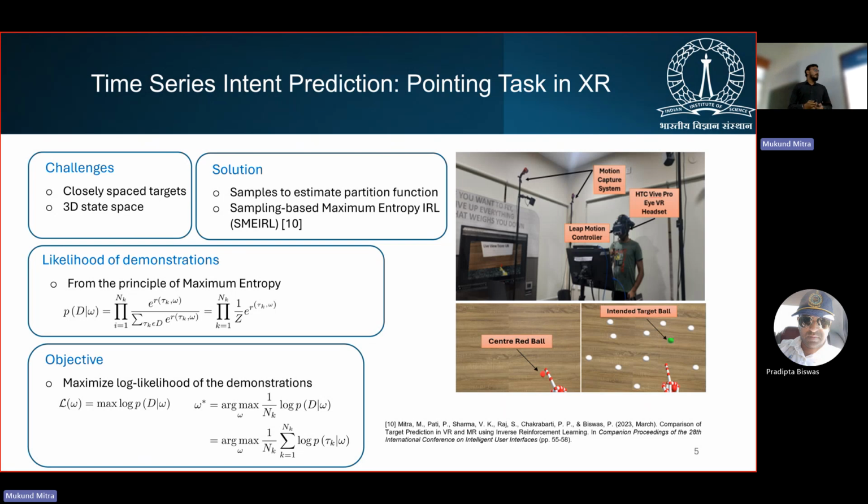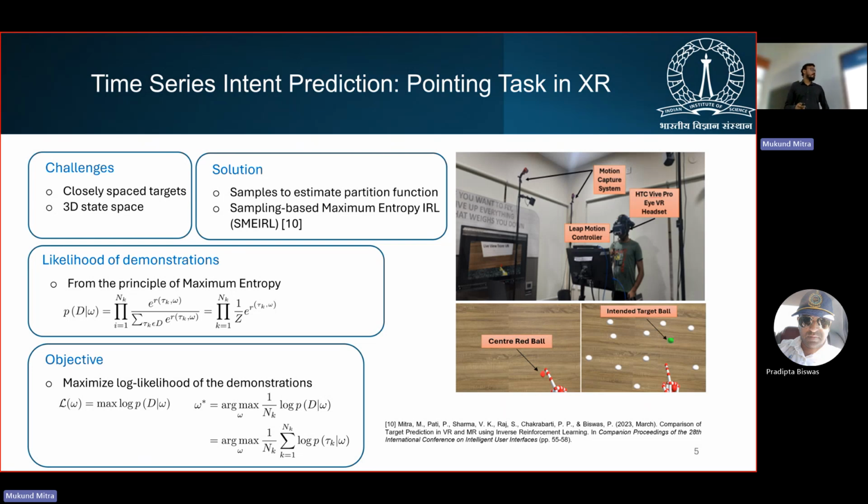Here we proposed a sampling-based maximum entropy inverse reinforcement learning, or SMAERL, which maximizes the log likelihood of expert demonstrations. The likelihood of expert demonstrations comes from the principle of maximum entropy. There's a whole lot of derivation, so I've just written the final expression. From here, we can see that the probability of a trajectory is exponentially more likely to occur given the reward of that trajectory.